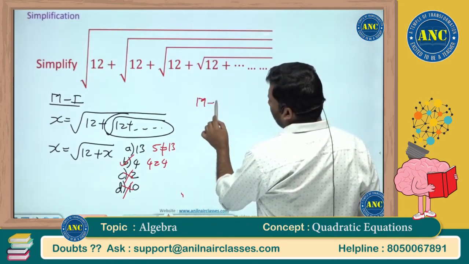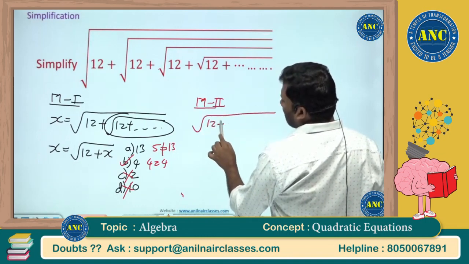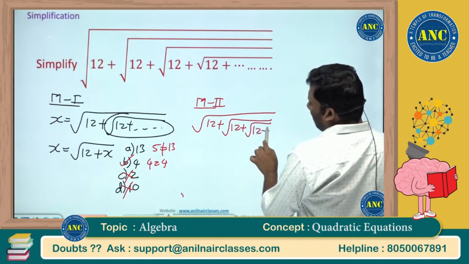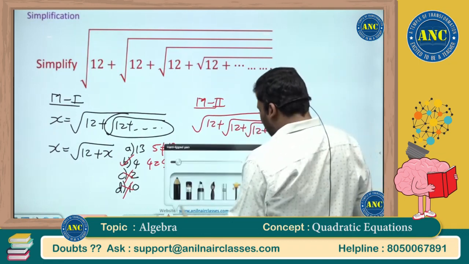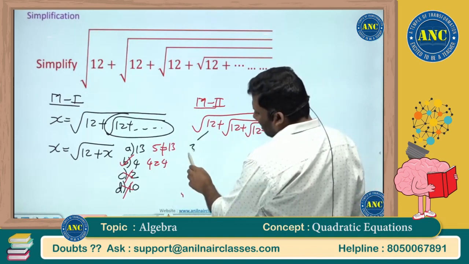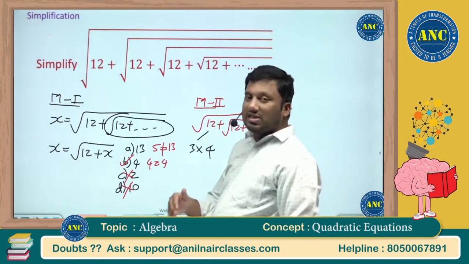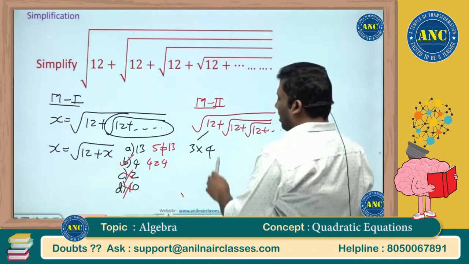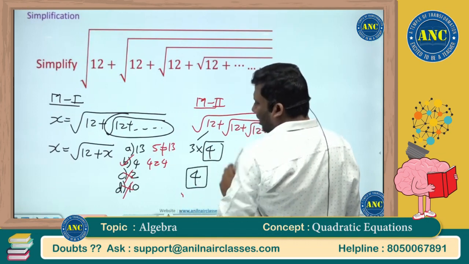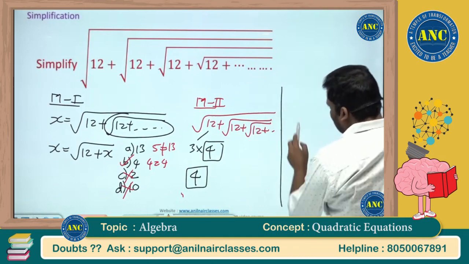Method number 2. It is an increasing series: under root of 12 plus, under root of 12 plus, and so on. It's an increasing series. Write these numbers as a product of two consecutive numbers. If it is a decreasing series, take the smallest. If it is an increasing series, take the largest. Method 2.